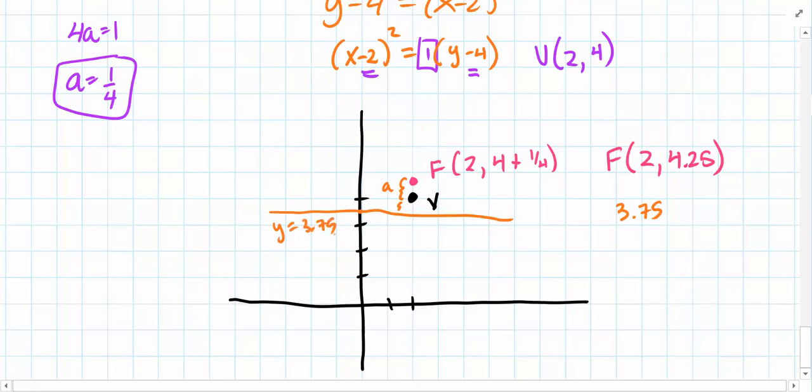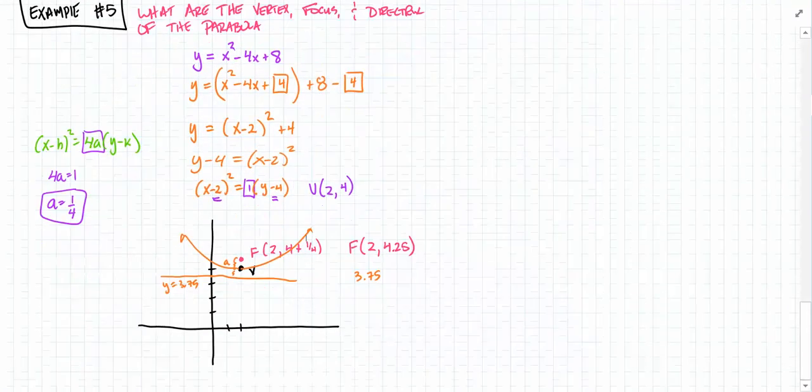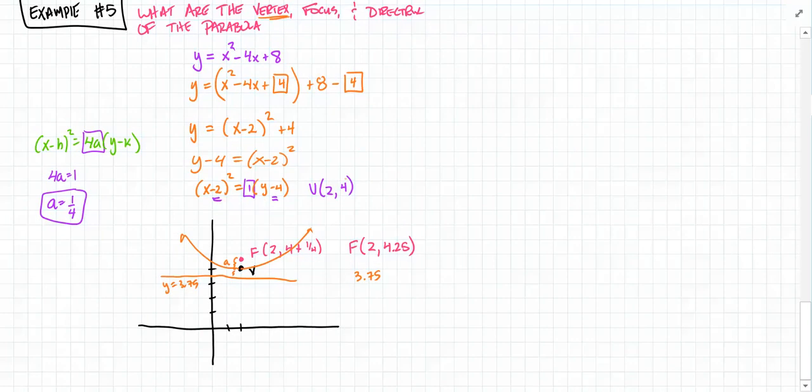So we answered the question by saying, where's the vertex? The vertex again was at 2, 4. Where's the focus? The focus is at 2, 4.25, and the directrix is the line y equals 3.75. That's the hardest problem that you can probably do. So if you get all of that, you're all good to go.